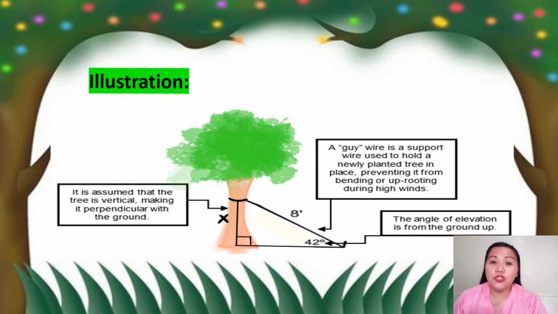Let's assume that the tree is vertical, making it perpendicular with the ground. A guy wire is a support wire used to hold a newly planted tree in place, preventing it from bending or uprooting during high winds. The angle of elevation is from the ground up. So we have here the value of the angle of elevation, 42 degrees.